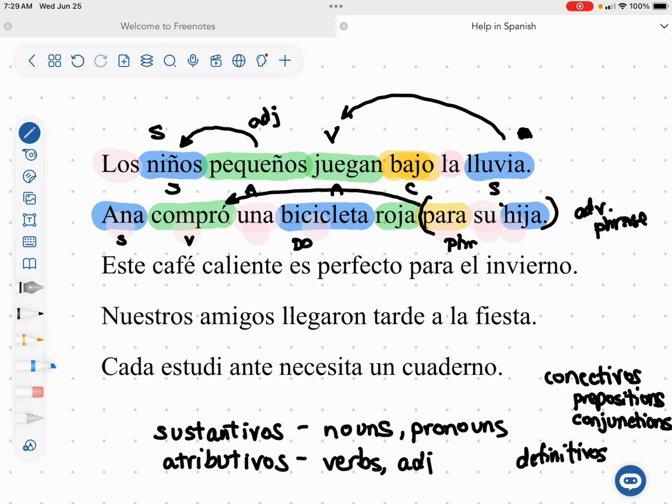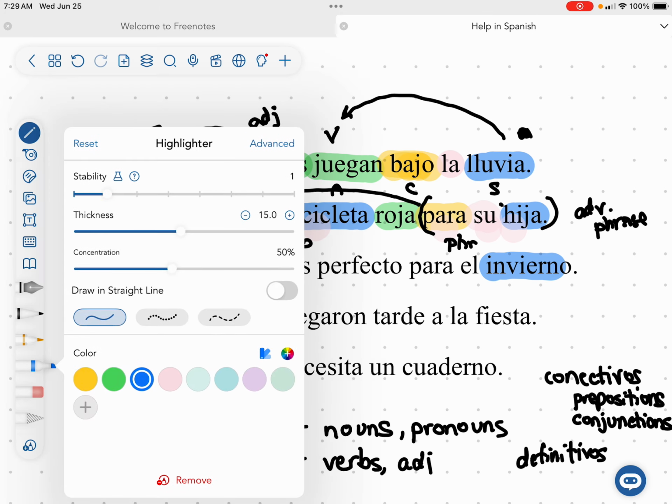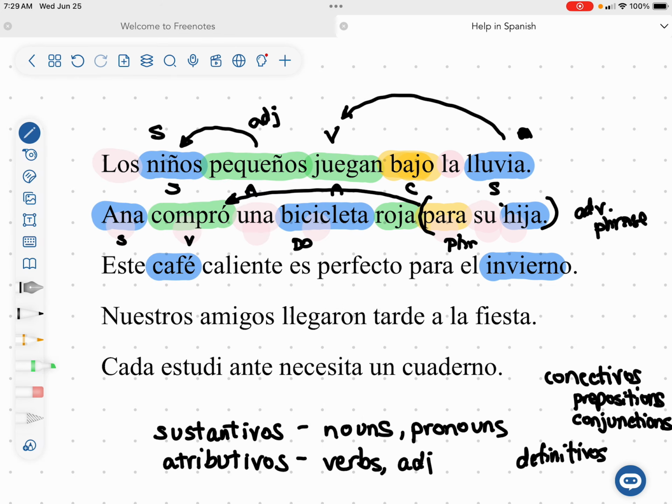Este café caliente es perfecto para el invierno. Here we have two nouns. We have café and we have invierno. This hot coffee is perfect for the winter. Okay, our description words. Caliente. Perfecto.